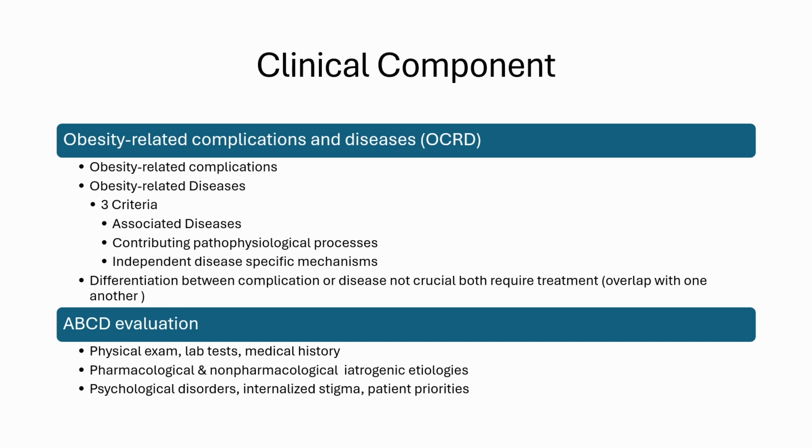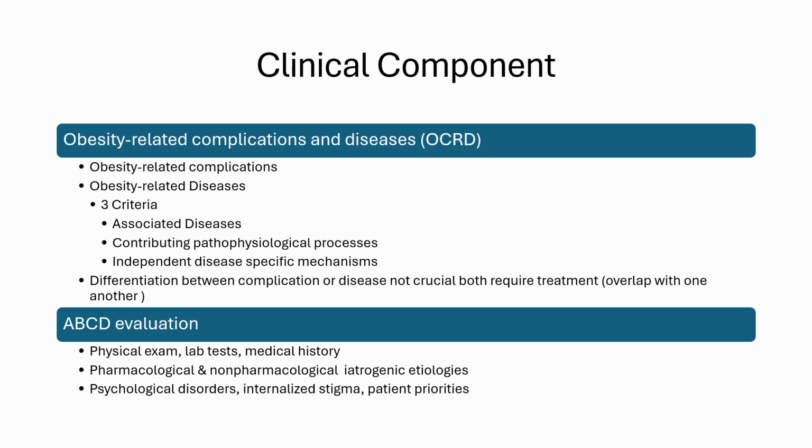Essentially, another mechanism must occur beyond obesity for the disease to manifest itself, for example, beta cell dysfunction in the development of type 2 diabetes. The differentiation between a complication or disease is not crucial because both require treatment.